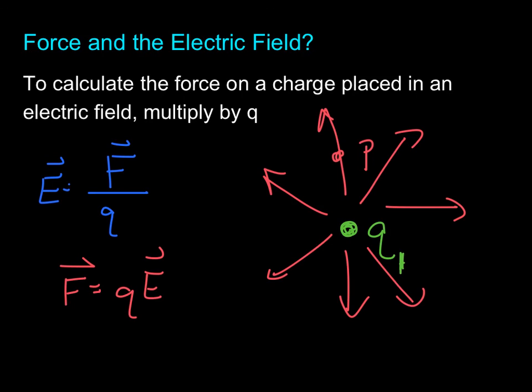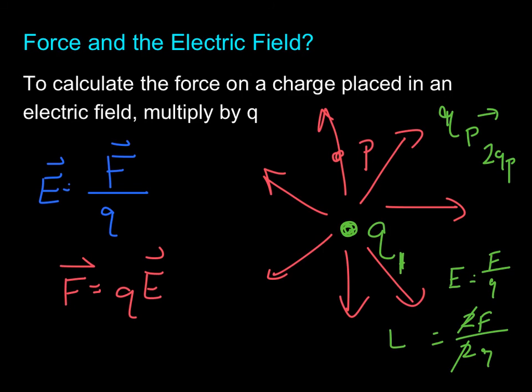Okay. What happens if the charge, what happens if Q of P goes to 2 QP? Does that change the electric field at that location? Well, no, because if electric field equals F over Q, if you have twice as much charge, you have twice as much force. So it would be 2F over 2Q, which is just the same. So the charge at P doesn't matter. There doesn't need to be anything at P for there to be an electric field.